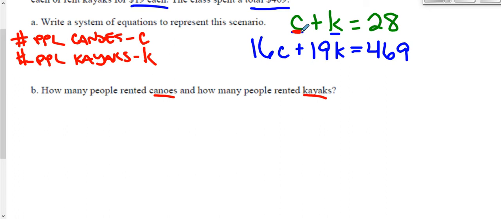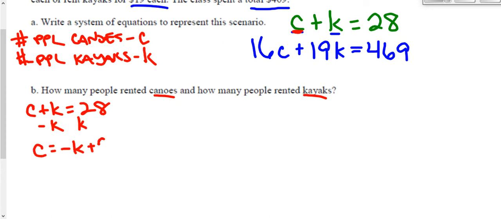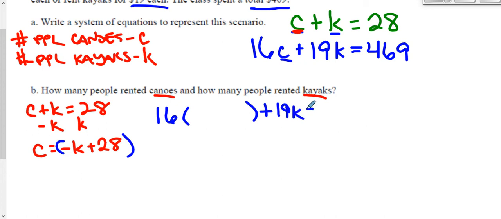So let's take my C + K = 28 and solve for C. We have to subtract K from both sides. So C is negative K plus 28. Now that I have C alone, I'm going to substitute C in everywhere I see the letter C in my other equation. So I'm going to have 16 times C plus 19K is 469. And I'm going to plug in the C value I just found, which is negative K plus 28.